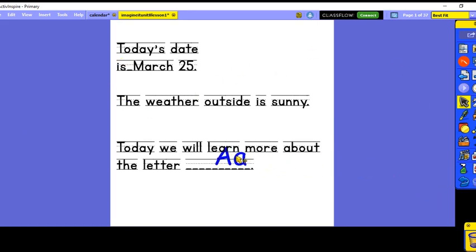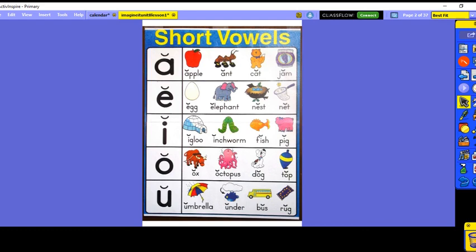Today we're learning more about the letter A, and there's our capital A and our lowercase a. We already know about our short vowels, and on our card at school, it's Pam the lamb. And remember, she says ah, ah, ah. Just like the letter A, the short vowel sound is A, like in cat. That's the middle sound, ah, cat.